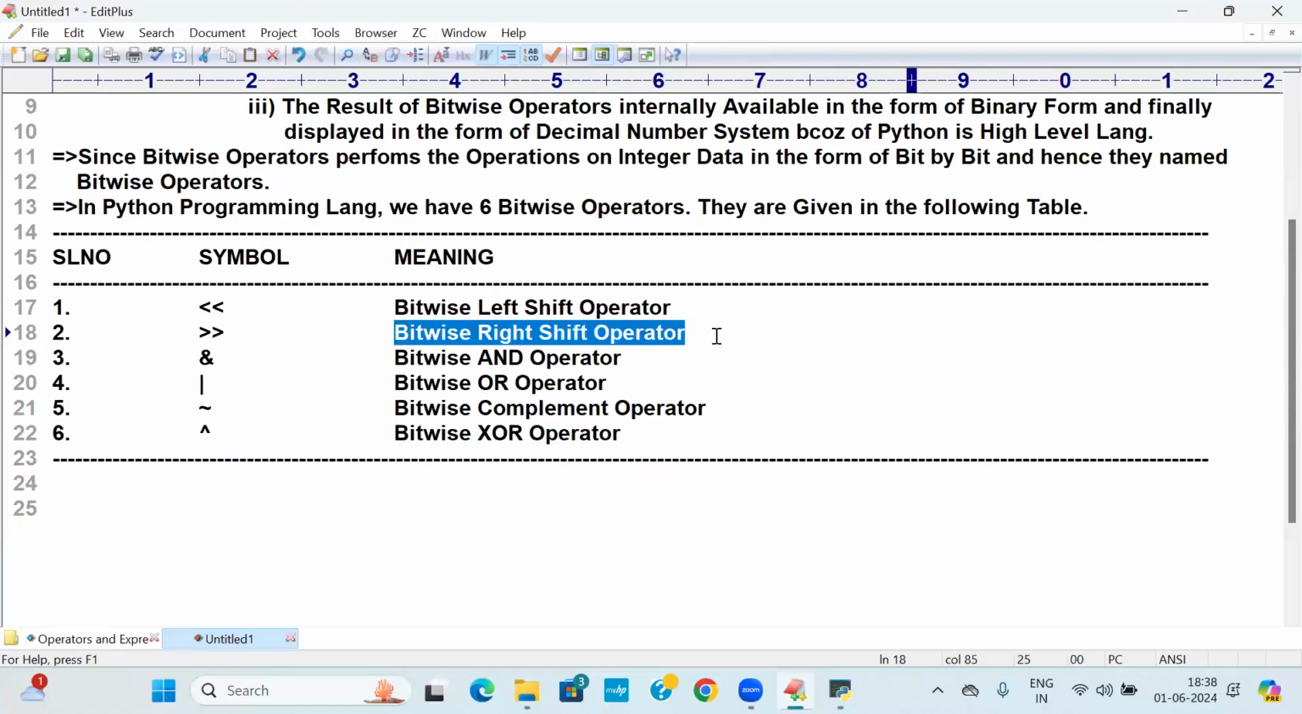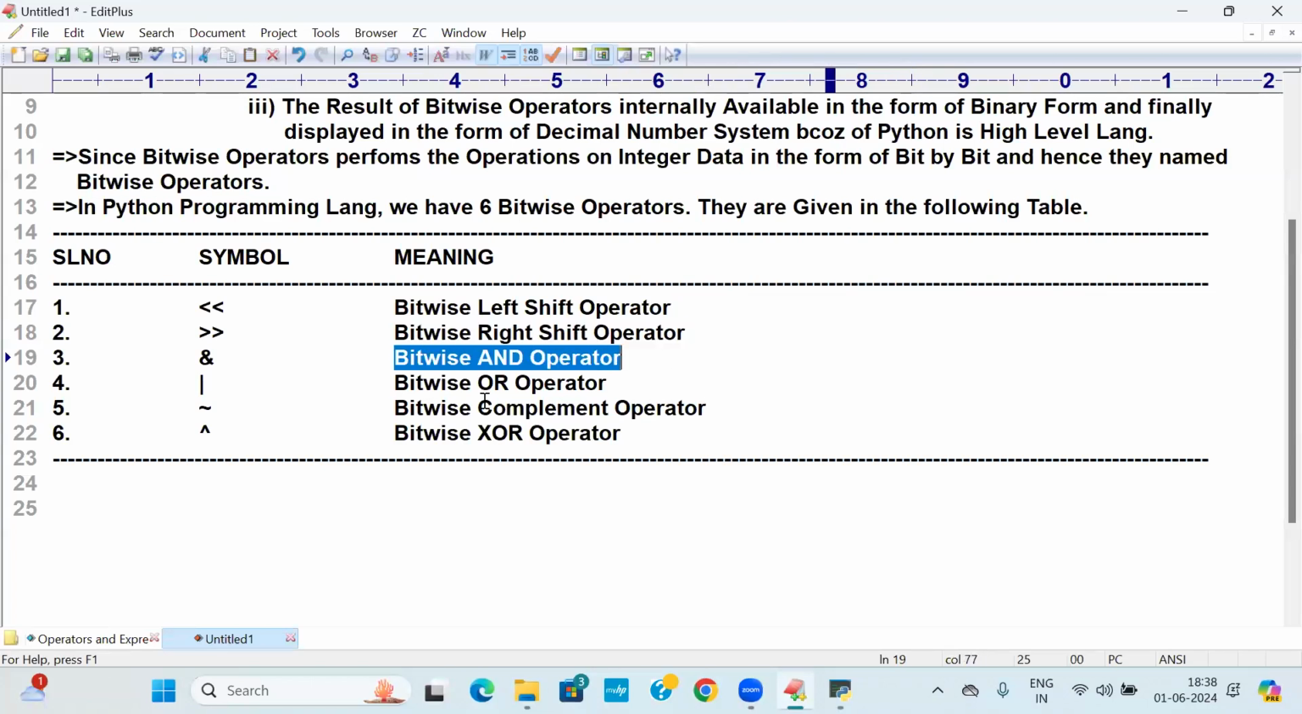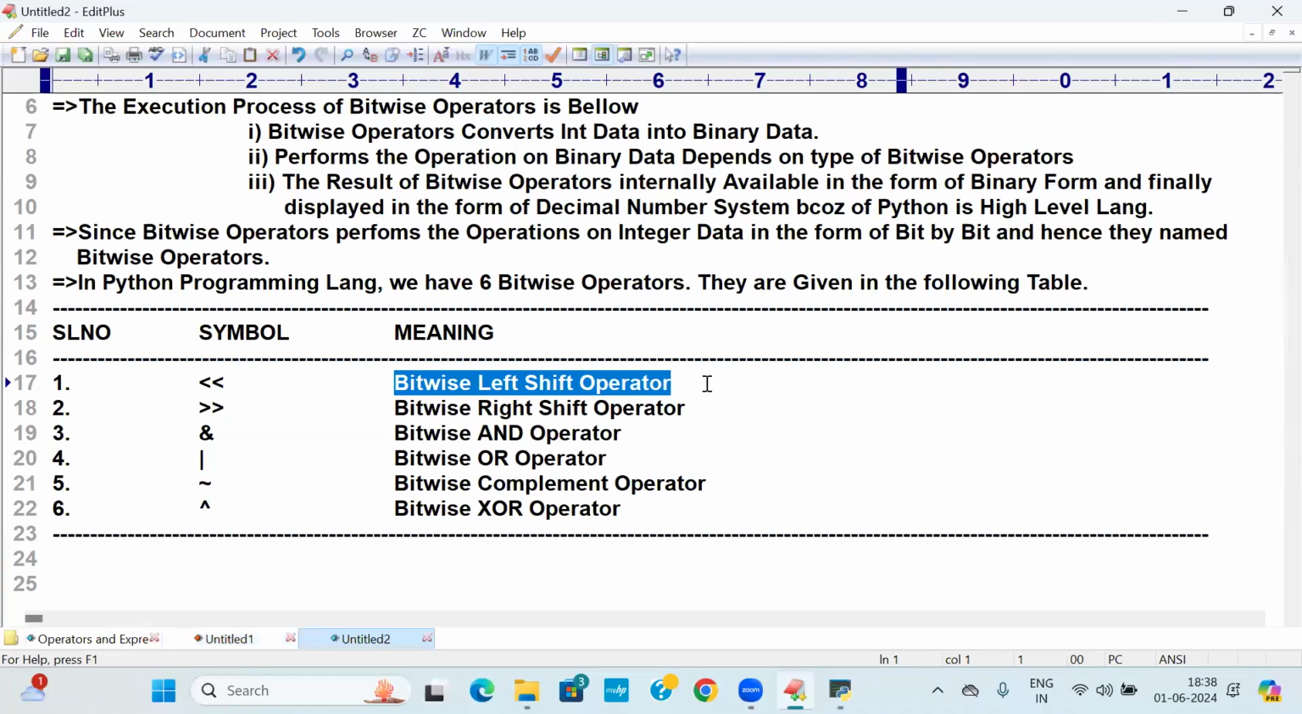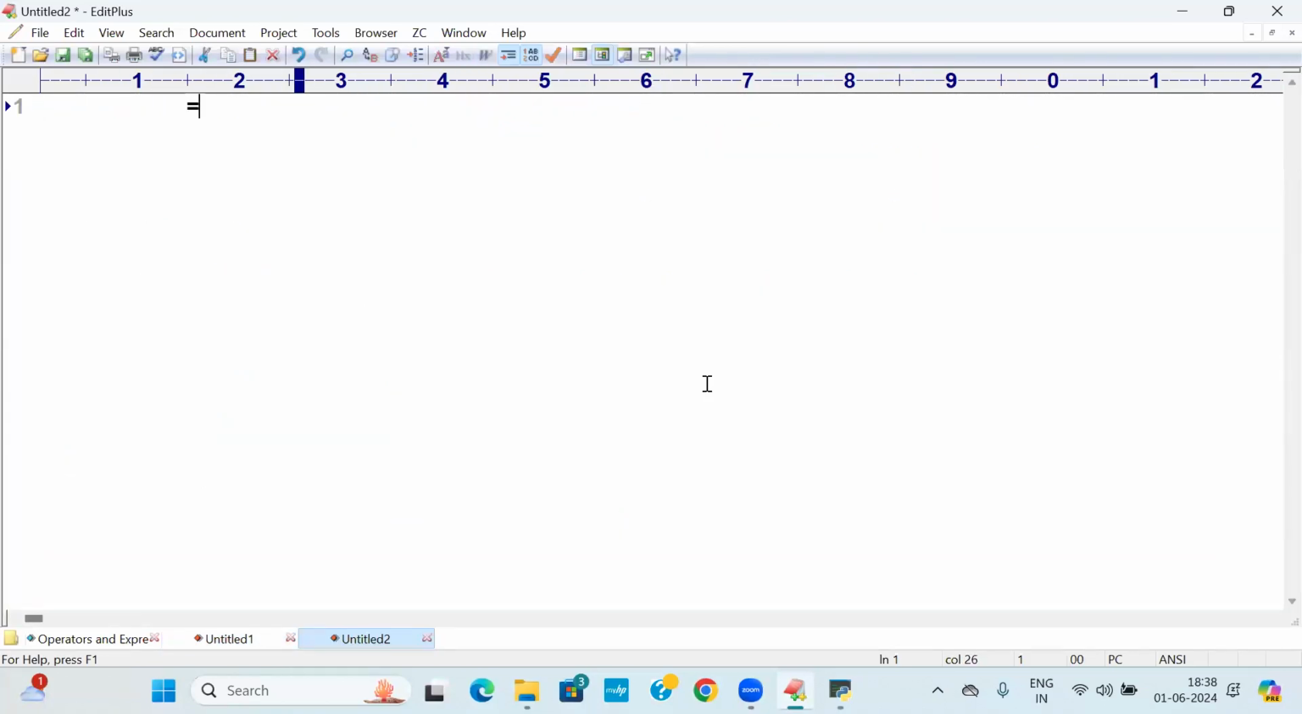Bitwise left shift operator, bitwise right shift operator, bitwise AND operator, bitwise OR operator, bitwise complement operator, bitwise XOR. Good. Now I am entering into the bitwise left shift operator. I will discuss it separately and explain it, because I will give most preference to this operator.